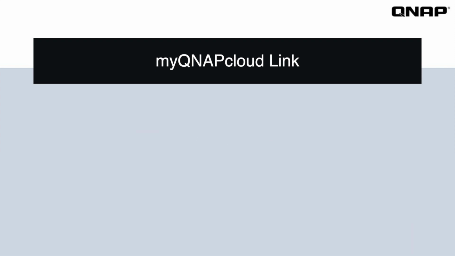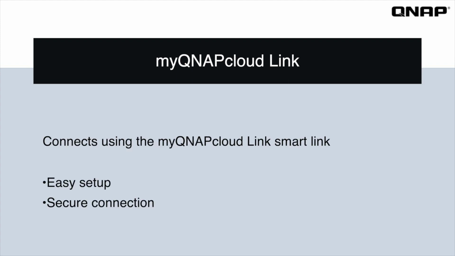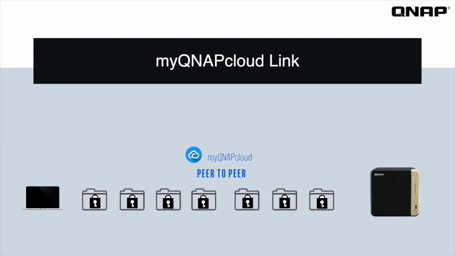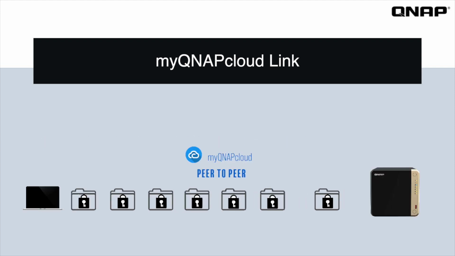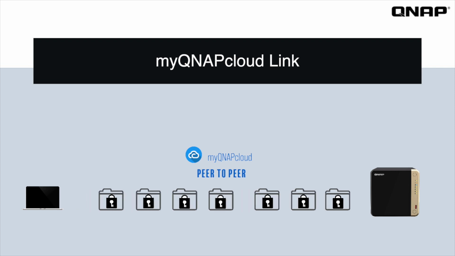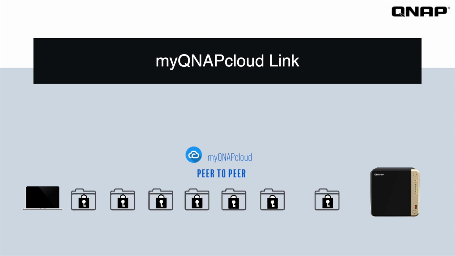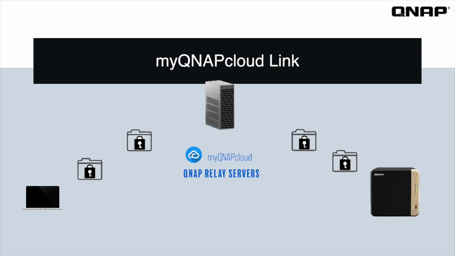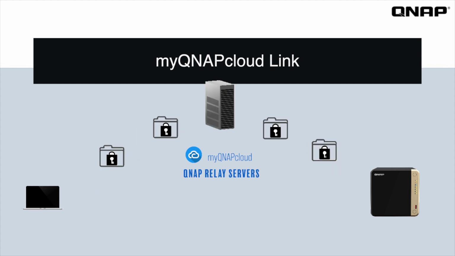A great alternative to port forwarding and the method we are covering in this tutorial is to utilize QNAP's MyQNAPcloud Link feature, which securely connects clients to their QNAP devices over a peer-to-peer connection, facilitating remote access to the NAS without port forwarding. If a peer-to-peer connection is unable to be made, the data will pass through QNAP relay servers under encryption to maintain privacy of user data.